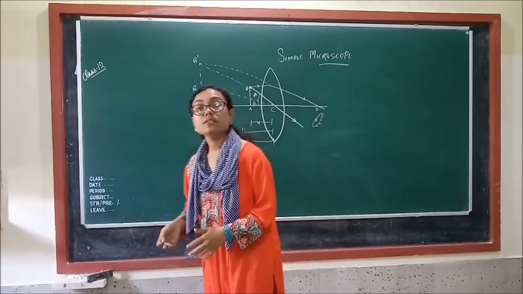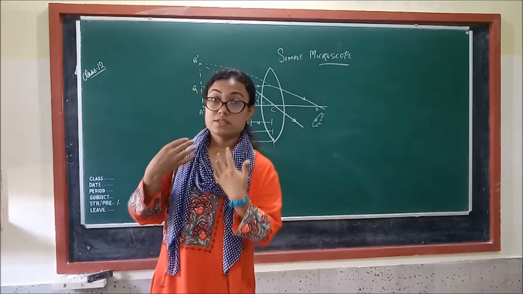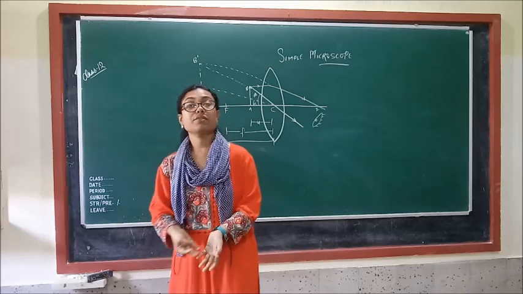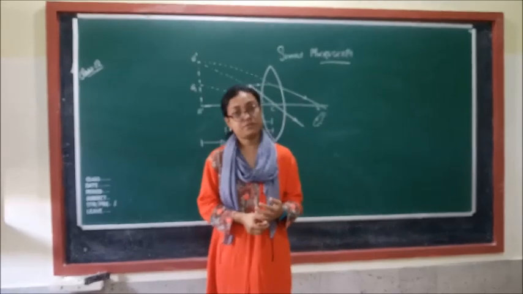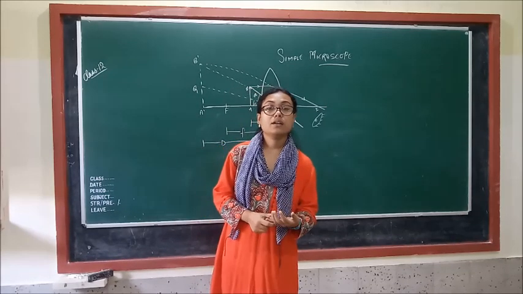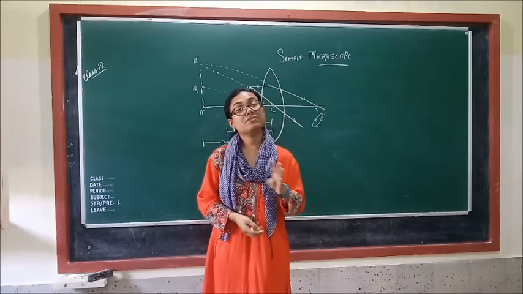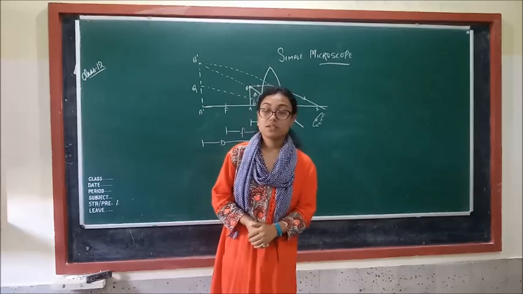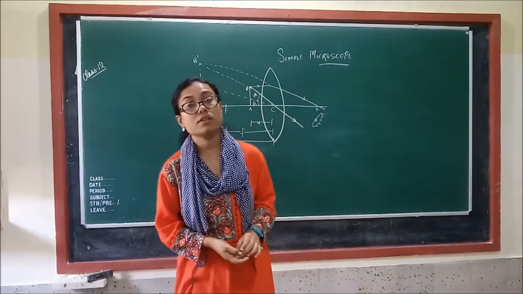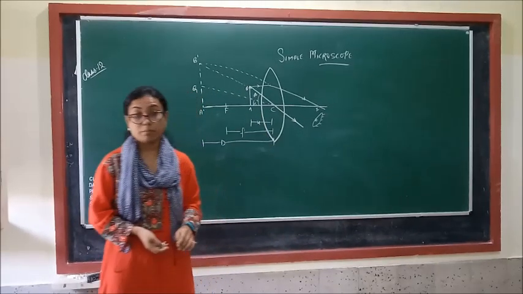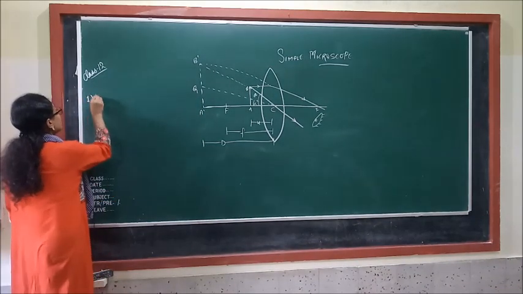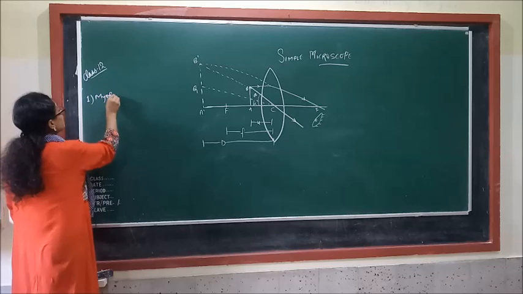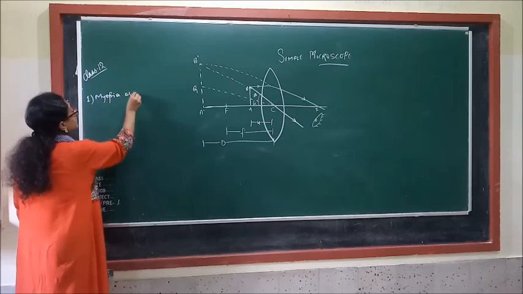A person is suffering from defects. These defects are called eye defects. Eye defects are of four types. By default, it is of four types. One is myopia, I am writing it. Myopia or nearsightedness.